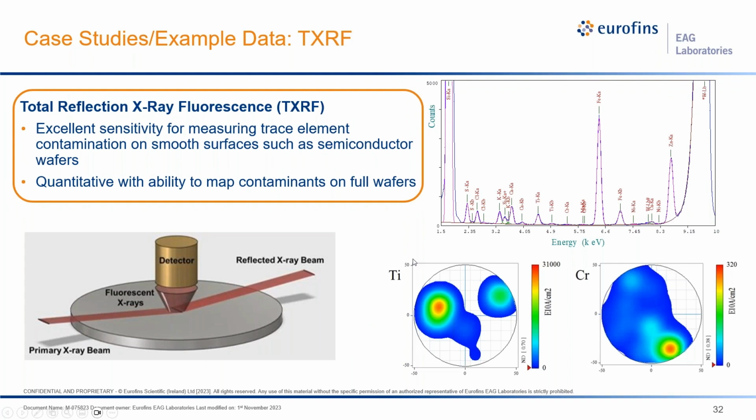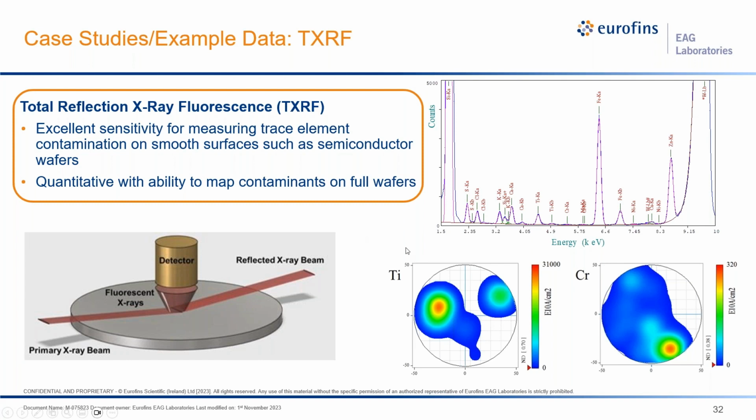When it comes to TXRF, or total reflection X-ray fluorescence, this is specifically going to be used to get excellent sensitivity for measuring trace element contamination on smooth surfaces, such as a semiconductor wafer. And the semiconductor wafer is the most common application. Not only are we able to get those quantitative numbers for you, but we also have the ability to map those contaminants on full wafers, as seen here in the lower right-hand corner.